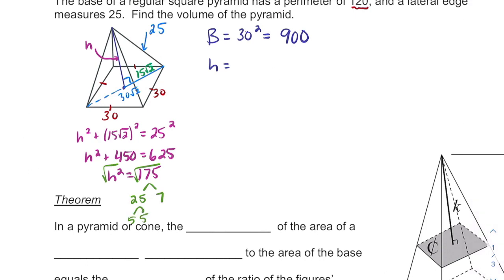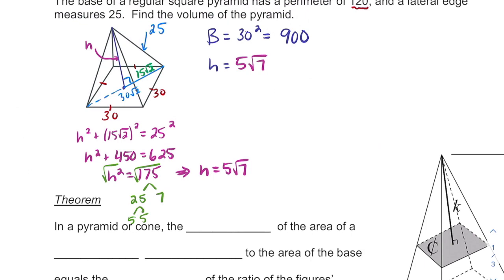And so that makes our height, keeping things exact. We're in honors geometry. We want to keep things in square root form. This is 5 square root 7. All right, so not a lovely number, but it works. Our height is 5 square root 7.